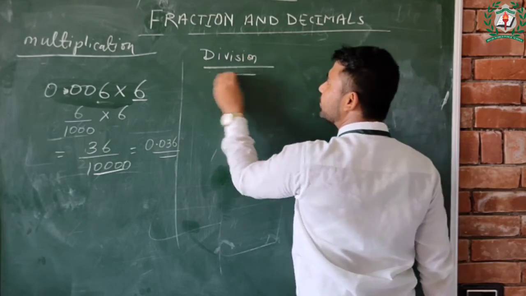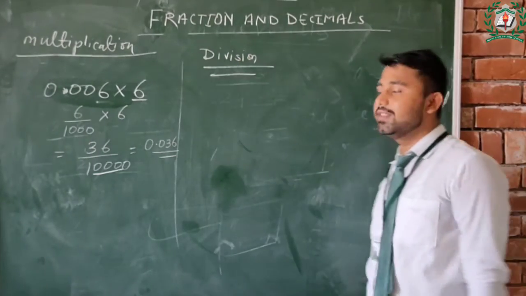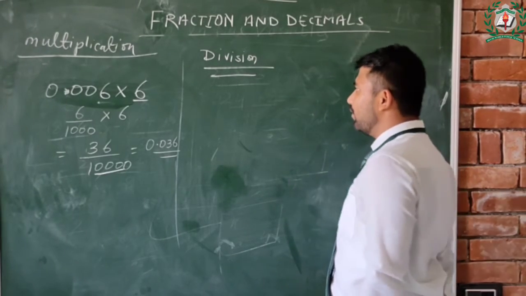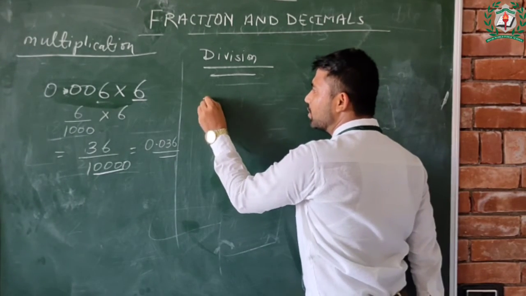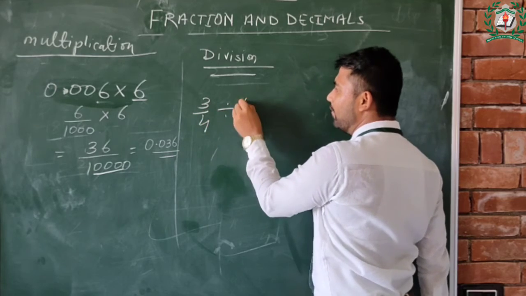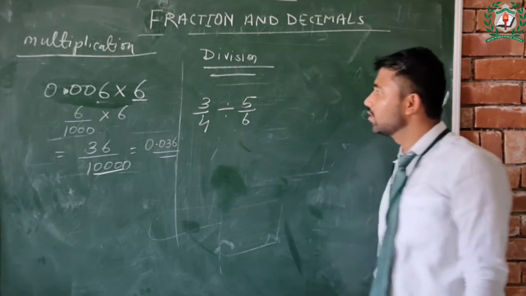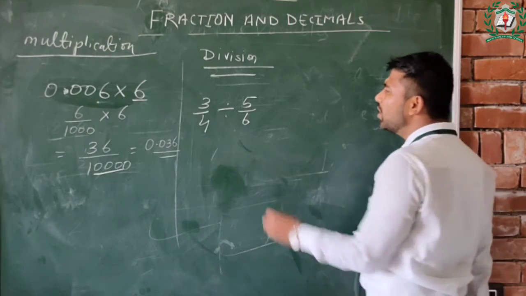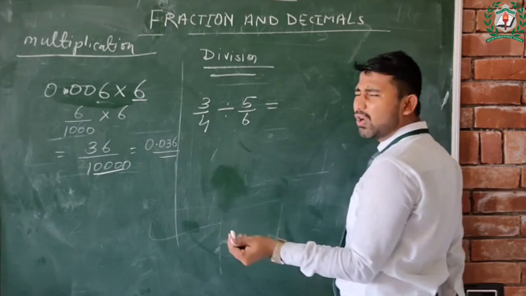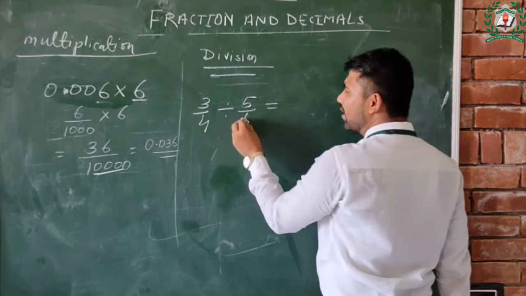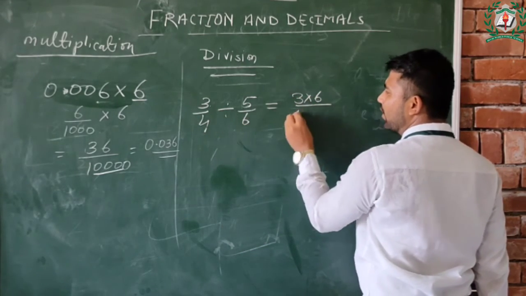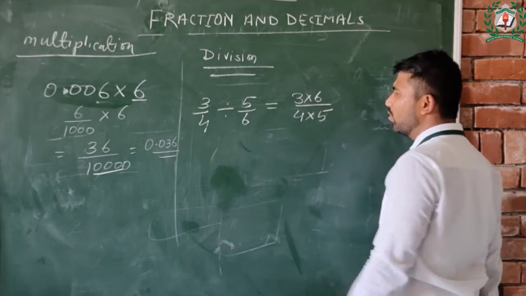Division question. How will I take it? Students, when you get a division question, suppose 3 upon 4 divided by 5 upon 6, how will you solve it? Very simple. Do the cross multiplication. You will get 3 into 6 upon 4 into 5.